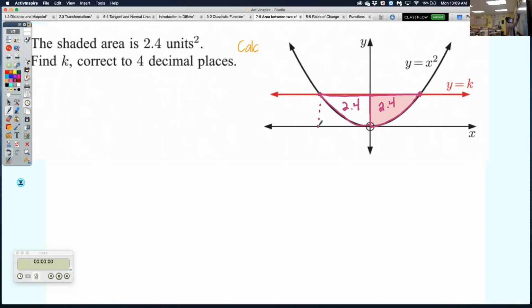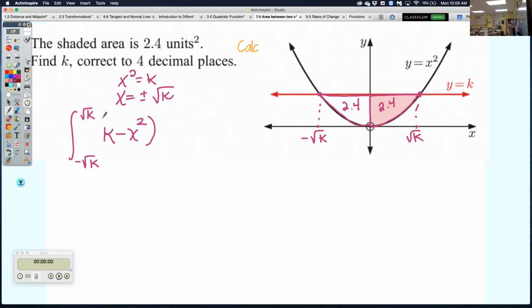To figure out what these two x values are, I want to set the quadratic equal to the linear function and solve. When I do that, I end up taking the square root of both sides, and I'll get plus or minus the square root of k. Those two values represent the bounds of my integral. So from negative square root of k to positive square root of k, where the line is on top and the quadratic's on the bottom, the area between the two curves should equal 4.8. Not 2.4, because I'm now going from point to point, and the entire area enclosed is 4.8.